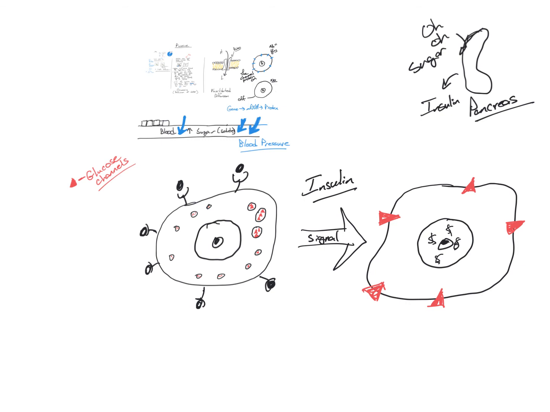Release the vesicles. Let the glucose channels in the membrane. And then what happens when the glucose channels come in? Do we get osmosis? Is osmosis happening if glucose can get in? See, before the signal, the solute, glucose, could not get in.